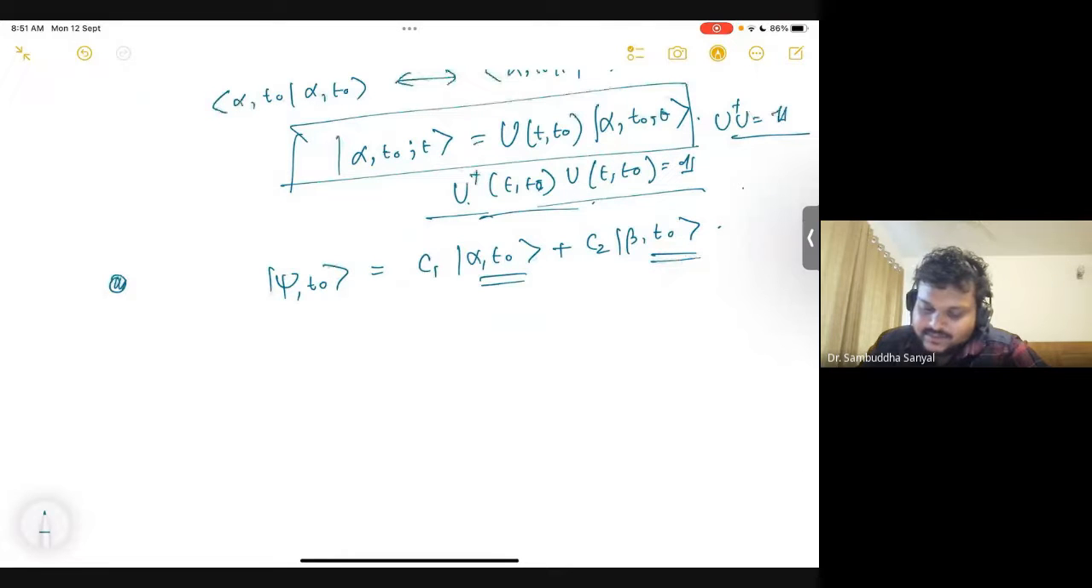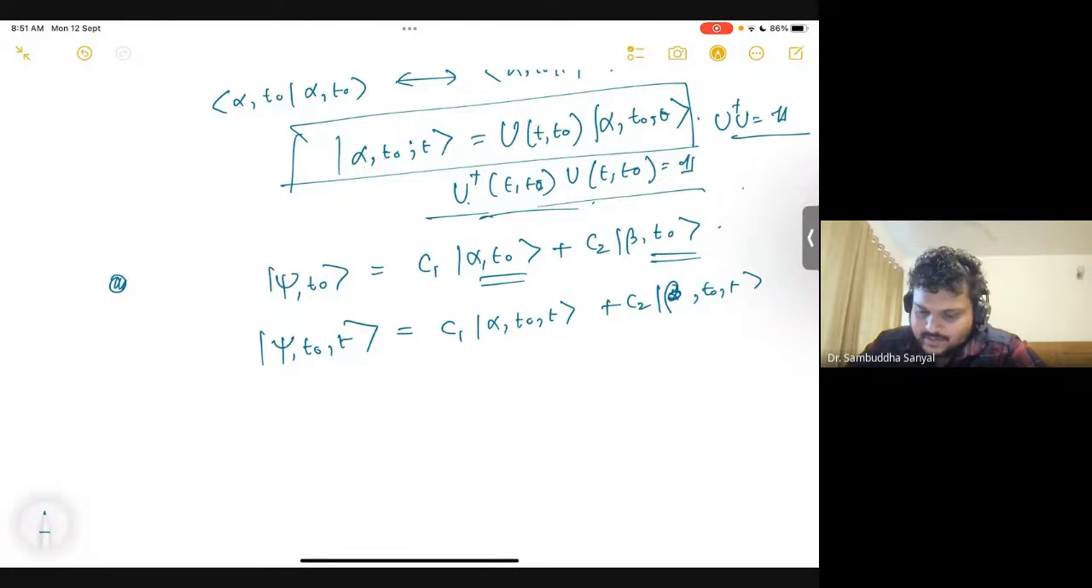Now I should be able to do the following also, that psi(t0) at t. So if I know how these basis states evolve in time, then I should know how this full thing evolves. So I should be able to just write c1 alpha(t0, t) plus c2 beta(t0, t).